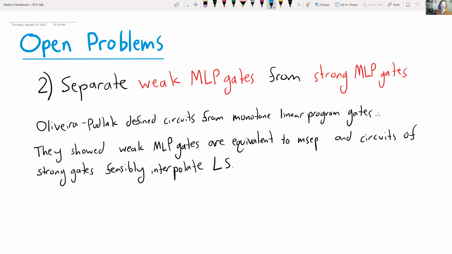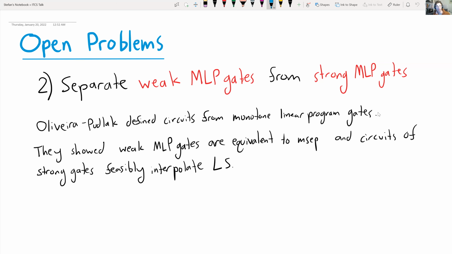So next, we have another open problem on some objects I didn't define so far. We would like to separate weak MLP gates from strong MLP gates. Now, what are these? Well, in Oliveira and Pudlák, they defined circuits with gates defined by monotone linear programs. And they showed that there are these two different kinds of gates, weak meaning that your input will only affect one of the objective function or the defining inequalities, and strong, your input will affect both.